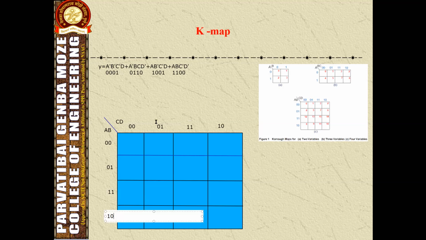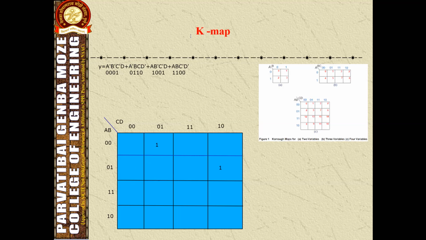Now accordingly we have to fill the number of 1s present in this. See here, AB having 0, 0 and CD is 1, 0. Where is it? In this row, 1, 0. This cell should contain the number 1. Then next, 0, 1. AB having the value 0, 1 and CD having 1, 0. Then this cell should contain the number 1.